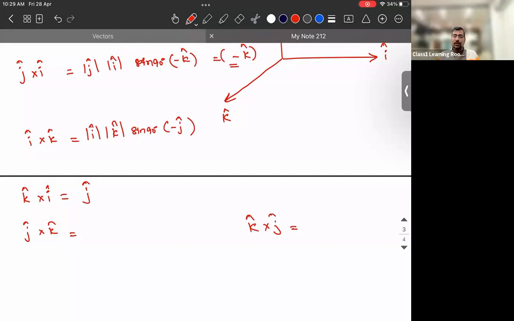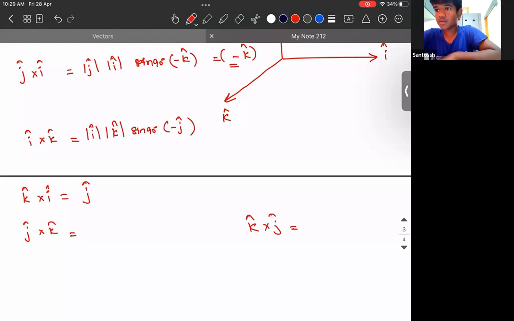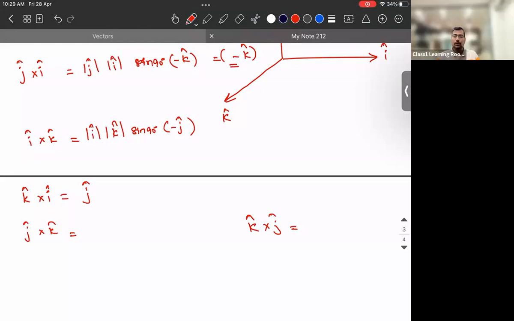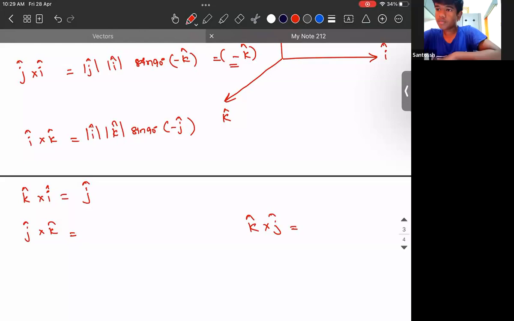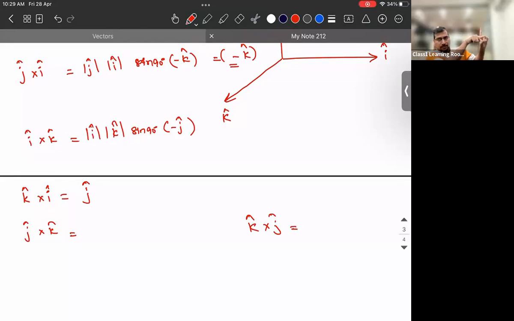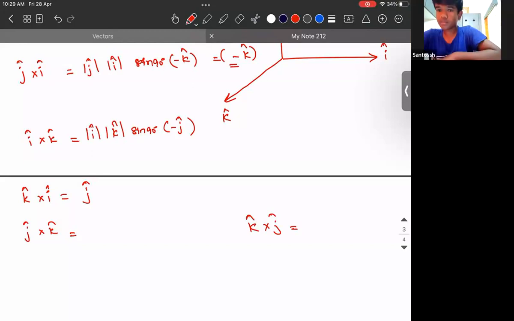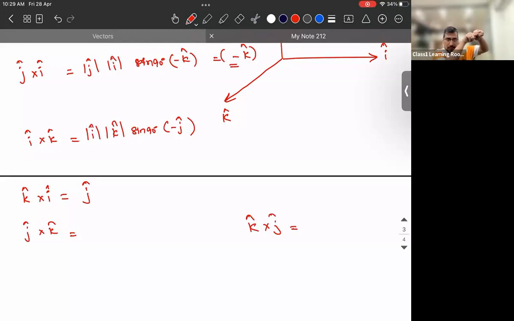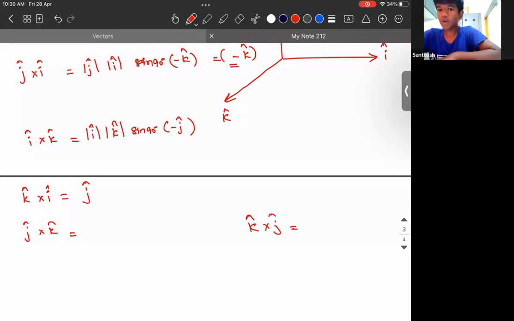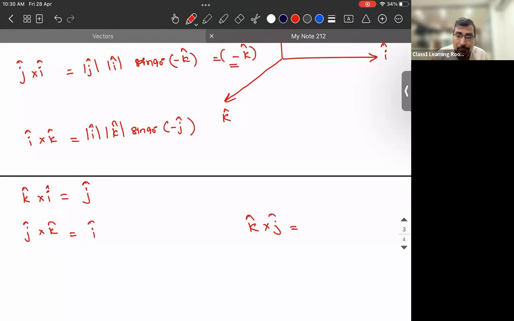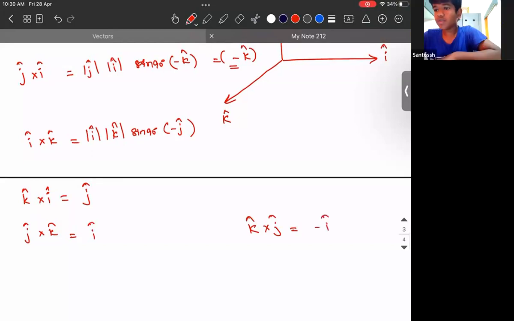J cross K is how much? Again, the same mistake. You need to keep it to your right. So I need J cross K. J cross K is clockwise. So when you curl the fingers, the thumb is in this direction, which is positive. Similarly, what is K cross J? It will be anti-clockwise, so negative.